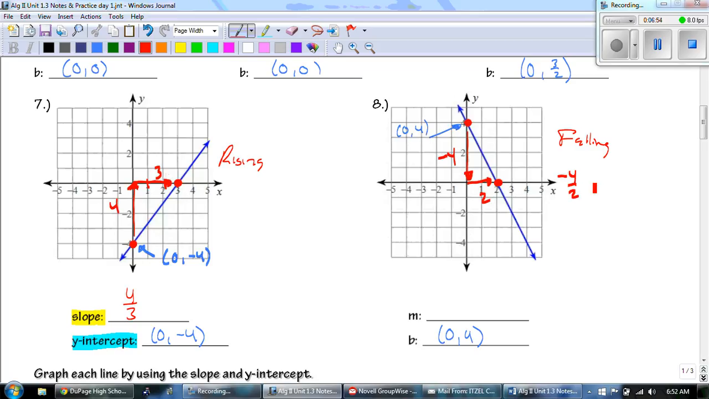Well, -4/2, what does that reduce to? Yeah, that reduces to a slope of -2. Okay? And you'd be like, well, Mr. Grice, isn't it 2/1? Well, let's take a look at the point (2, 1). Look, we could have gone there, we could have gone there, we could have gone there. Anywhere you decided to do those, it would have reduced to -2.